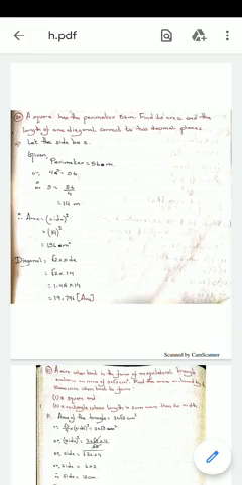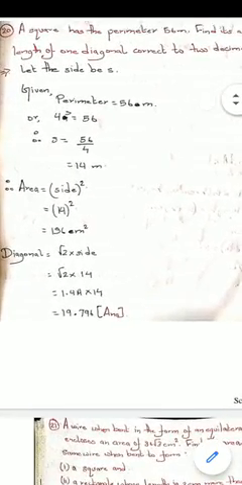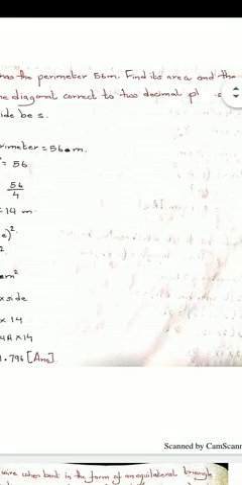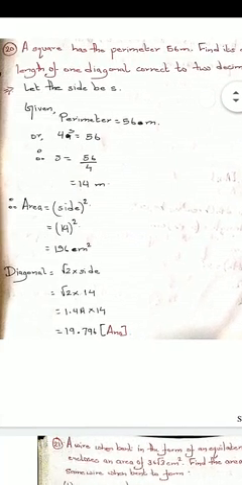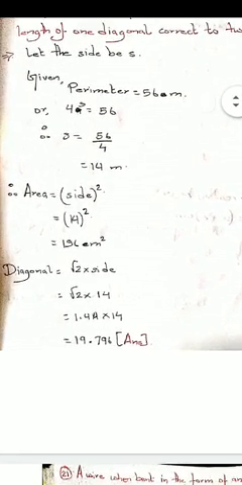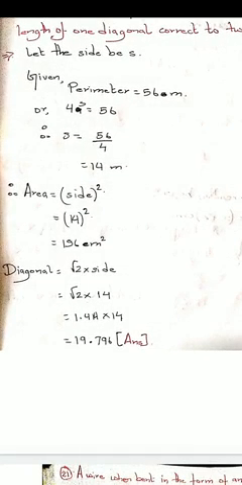So, continuing with the same chapter like I have done in the last class, we are going to discuss question number 20 today, which reads something like this. A square has the perimeter 56 meter. Find its area and the length of one diagonal correct to two decimal places. I hope all of you are familiar with what I mean by side and what I mean by a diagonal.